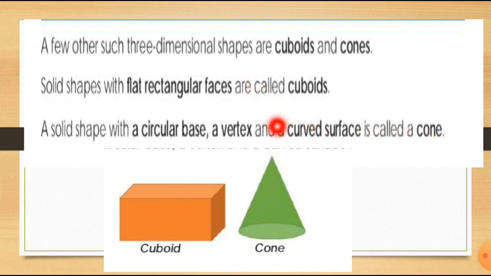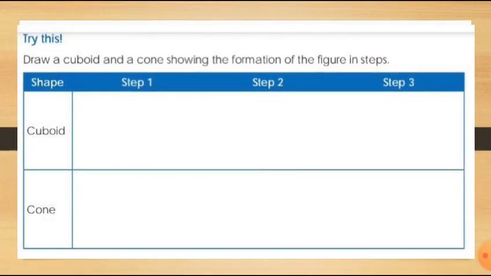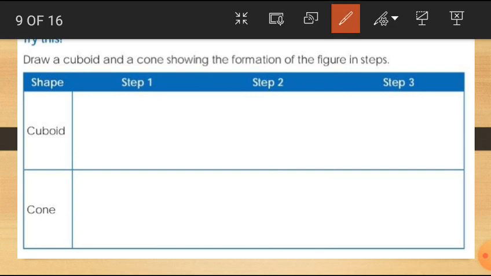So, learn it by heart. A solid shape with a circular base, a circle-shaped base, is a cone, having a circular base. Okay, and the vertex is here and then a curved surface. This is a cone. Got it? And now we will check how to draw a cuboid and how to draw a cone. Okay, so everyone look over here.